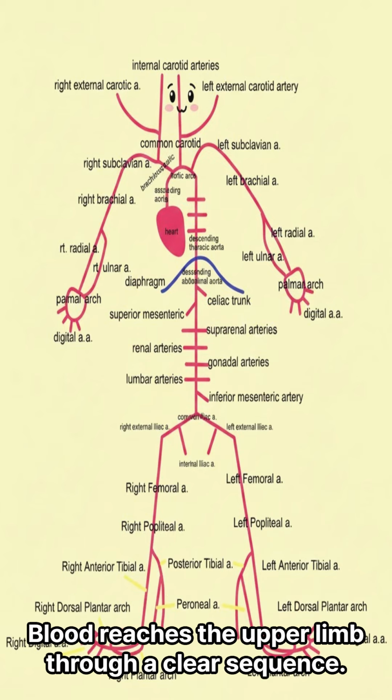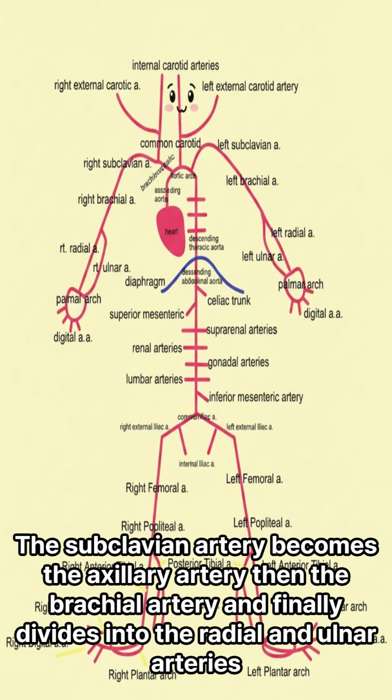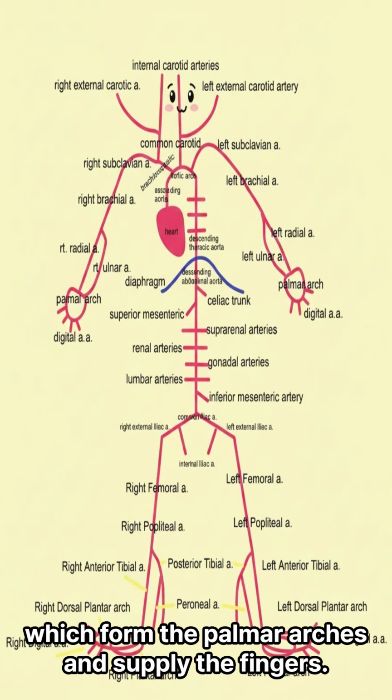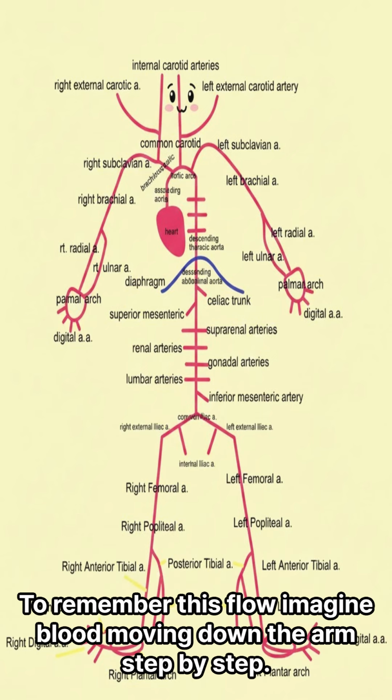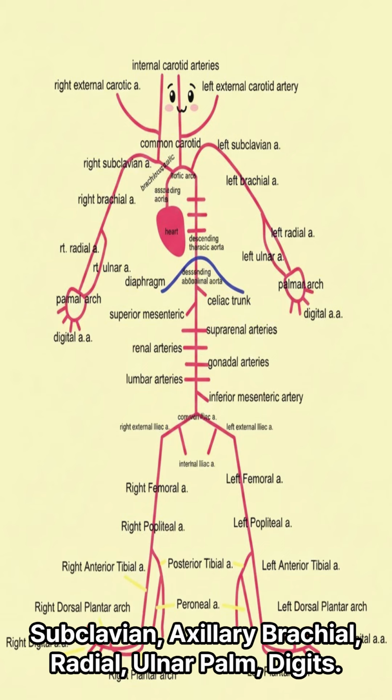Blood reaches the upper limb through a clear sequence. The subclavian artery becomes the axillary artery, then the brachial artery, and finally divides into the radial and ulnar arteries, which form the palmar arches and supply the fingers. To remember this flow, imagine blood moving down the arm step by step. Subclavian, axillary, brachial, radial, ulnar, palm, digits.